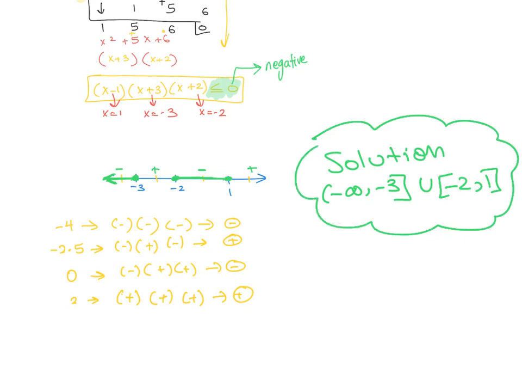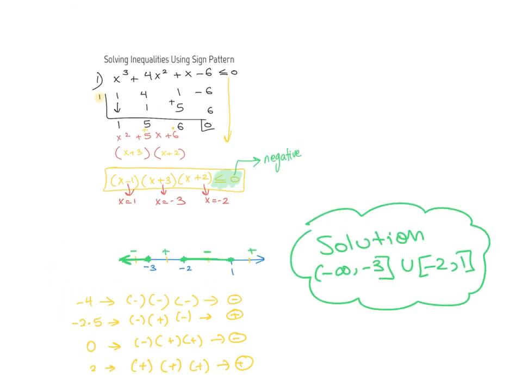Now, to double check your work, you can always pick numbers in your inequality and plug it into the original one to make sure that you will get a number that is negative, less than or equal to 0. Now let's move on to number 2.